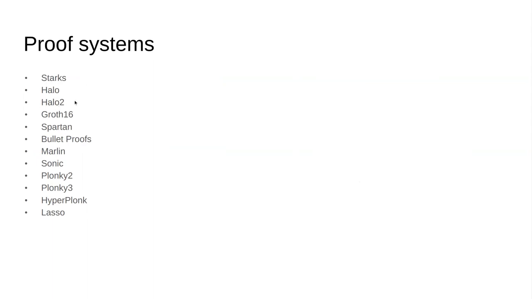We also have Halo 2, which is PLONK and KZG, which is basically also another polynomial commitment scheme. We have Groth16, Spartan, Bulletproofs, Marlin, PLONK, PLONK 2, PLONK 3, HyperPlonk, Lasso. There are a whole lot of them, and some of them were not even listed here. Each of them has its own approach to proving that a computation was done correctly.